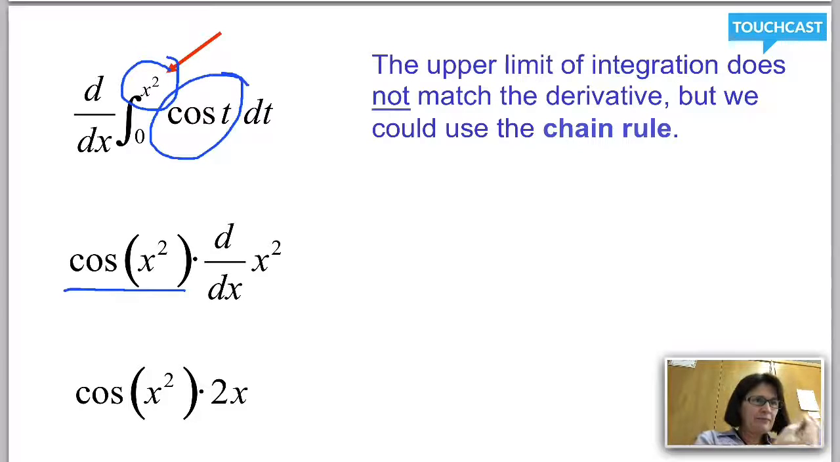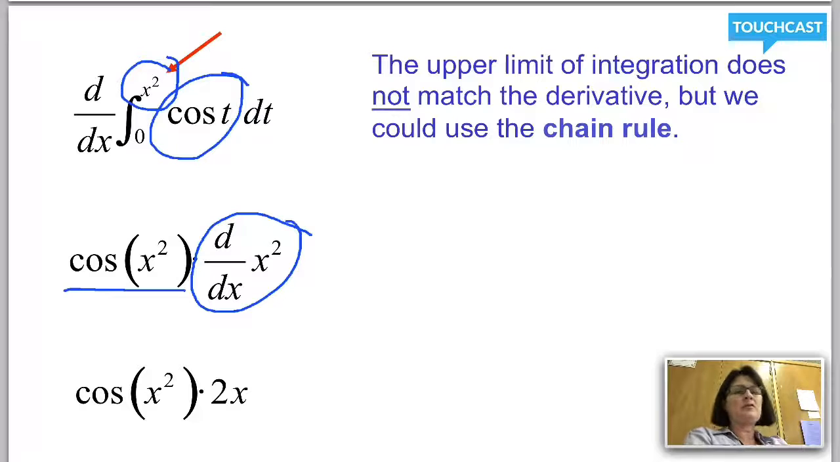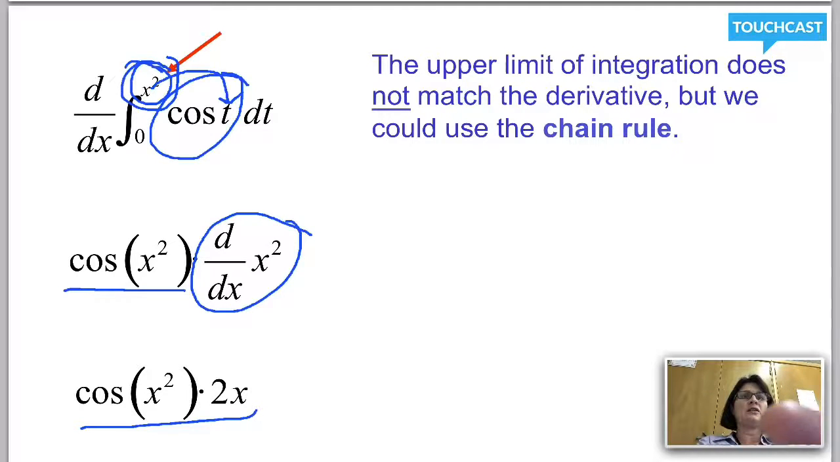And if you want to get into the proof of it, it's the use of the chain rule. So that's going to be times the derivative with respect to x of x squared. So my final answer: cosine of x squared times 2x. So notice two important things. That upper limit replaces the variable. So this doesn't just turn into cosine of x, it turns into cosine of, what's that upper limit? x squared. And then I have to multiply by the 2x.